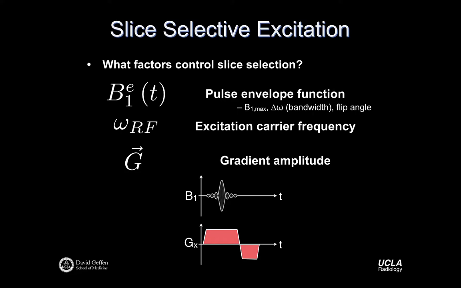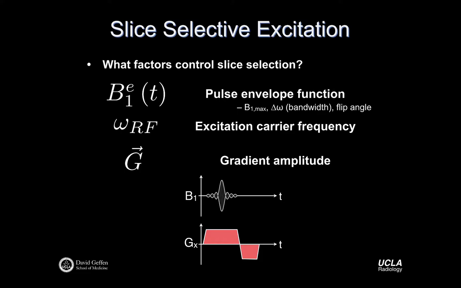The one that we spent probably the most time on was trying to get a better understanding of the pulse envelope function. What we worked through was called the small tip angle approximation. If you make this kind of funny assumption that the Z magnetization doesn't really change at all, it doesn't decrease, even though you're generating transverse magnetization, even though you're tipping the spin system over, you get this really interesting result, which is that the slice profile is just the Fourier transform of the envelope function.